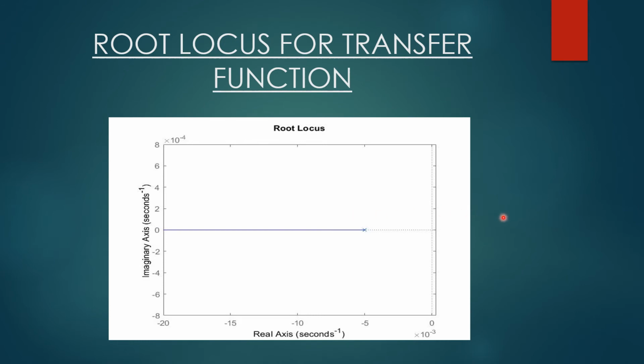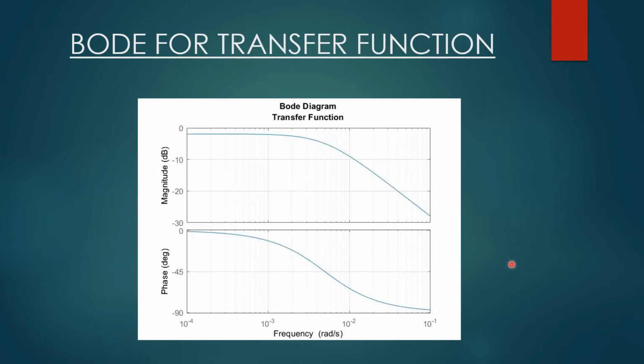Here is a root locus plot for the original transfer function. As you can see, there is only one pole at -5 times 10 to the power -3. The following is a Bode plot for the original transfer function. As you can see, the magnitude part of the Bode plot shows very little change, and the phase part of the Bode plot has some change. The corner frequency of the magnitude part seems to be around 10 to the power -2.